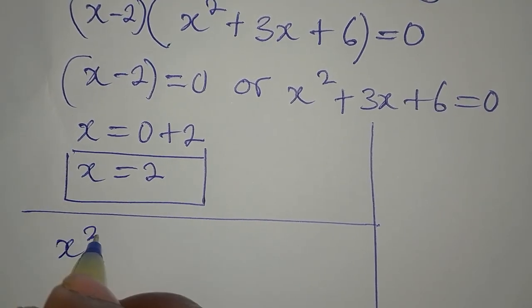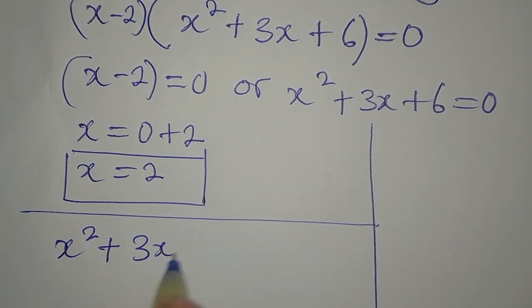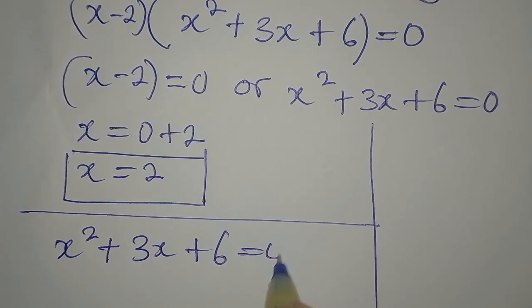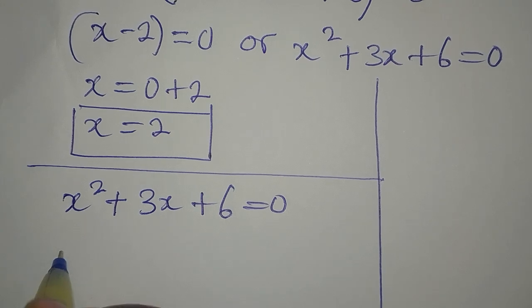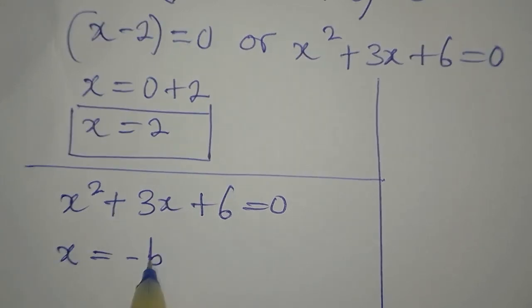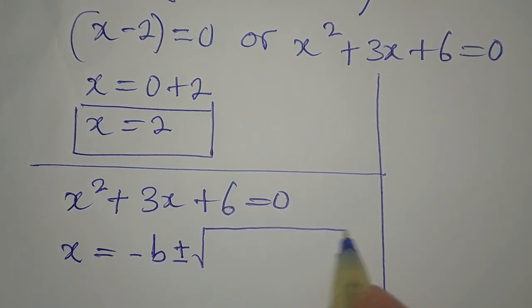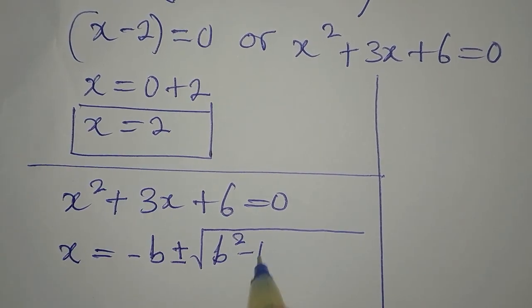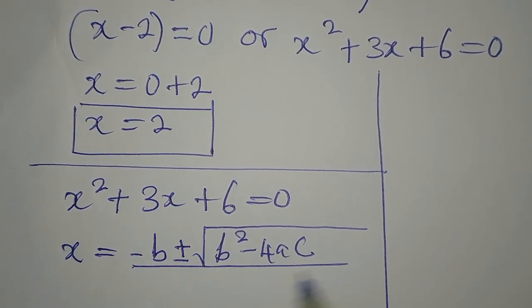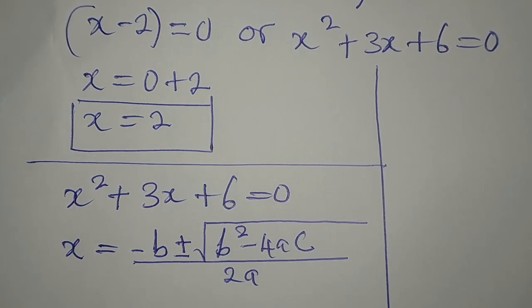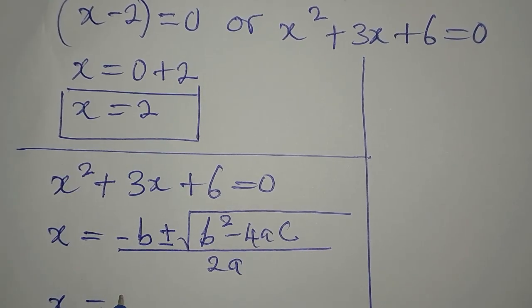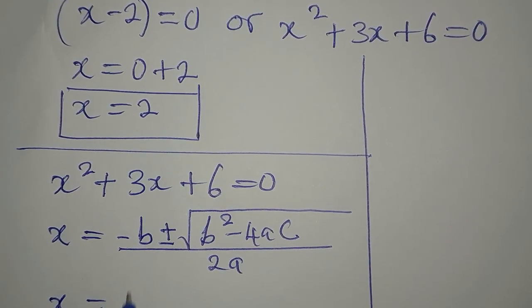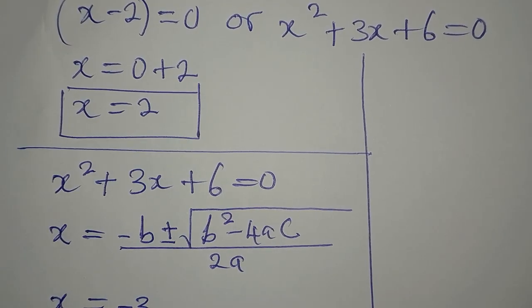Our x squared plus 3x plus 6 will equate to 0. So we can use this formula right here. x equals minus b plus or minus the square root of b squared minus 4ac all over 2 times a. And what is a? a is 1. a is 1 and b is 3. So we have minus 3 here.